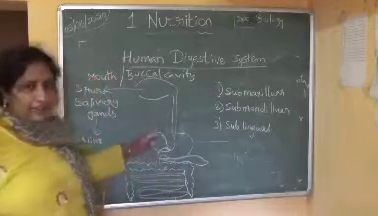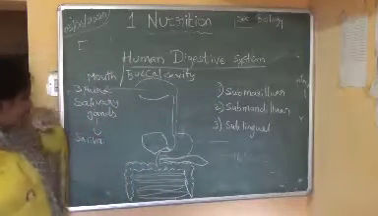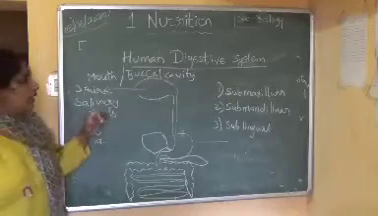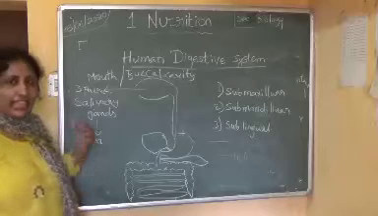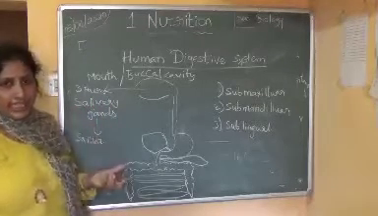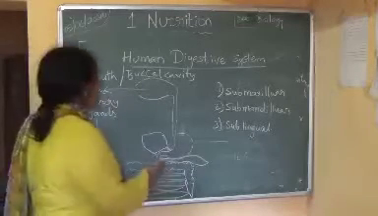So these are the 3 pairs of salivary glands. What do these do? The process of chewing the food and mixing it with saliva, with the tongue helping to mix the food with the saliva, is called mastication.